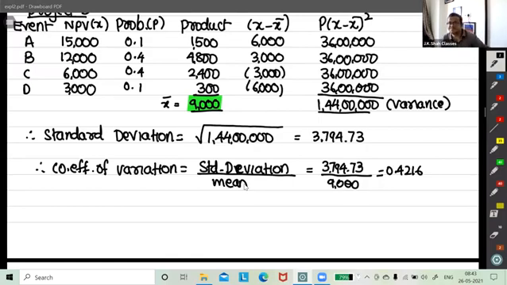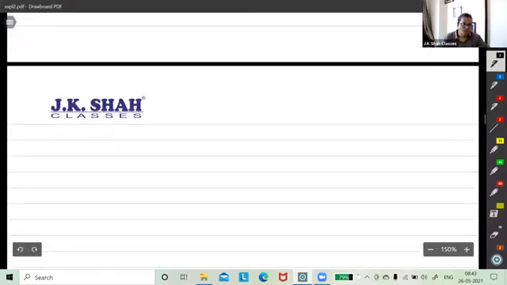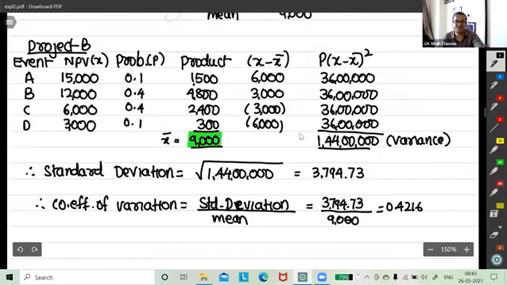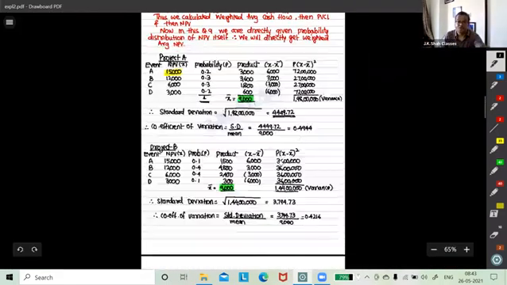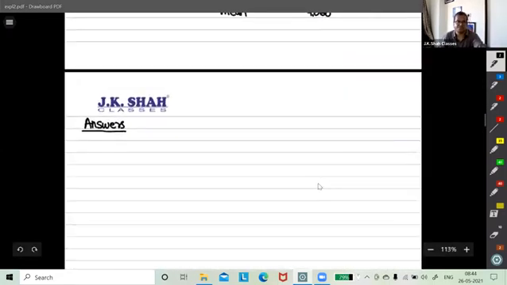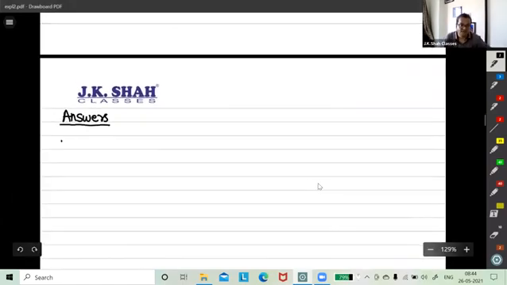Done till here, guys? Okay, now listen. We'll give all our answers. See, instead of calculating things separately everywhere, what we have done, we've calculated all the things at once. So now we will answer in the pattern of the question. So what is the first thing asked? The first thing asked is expected net present value.